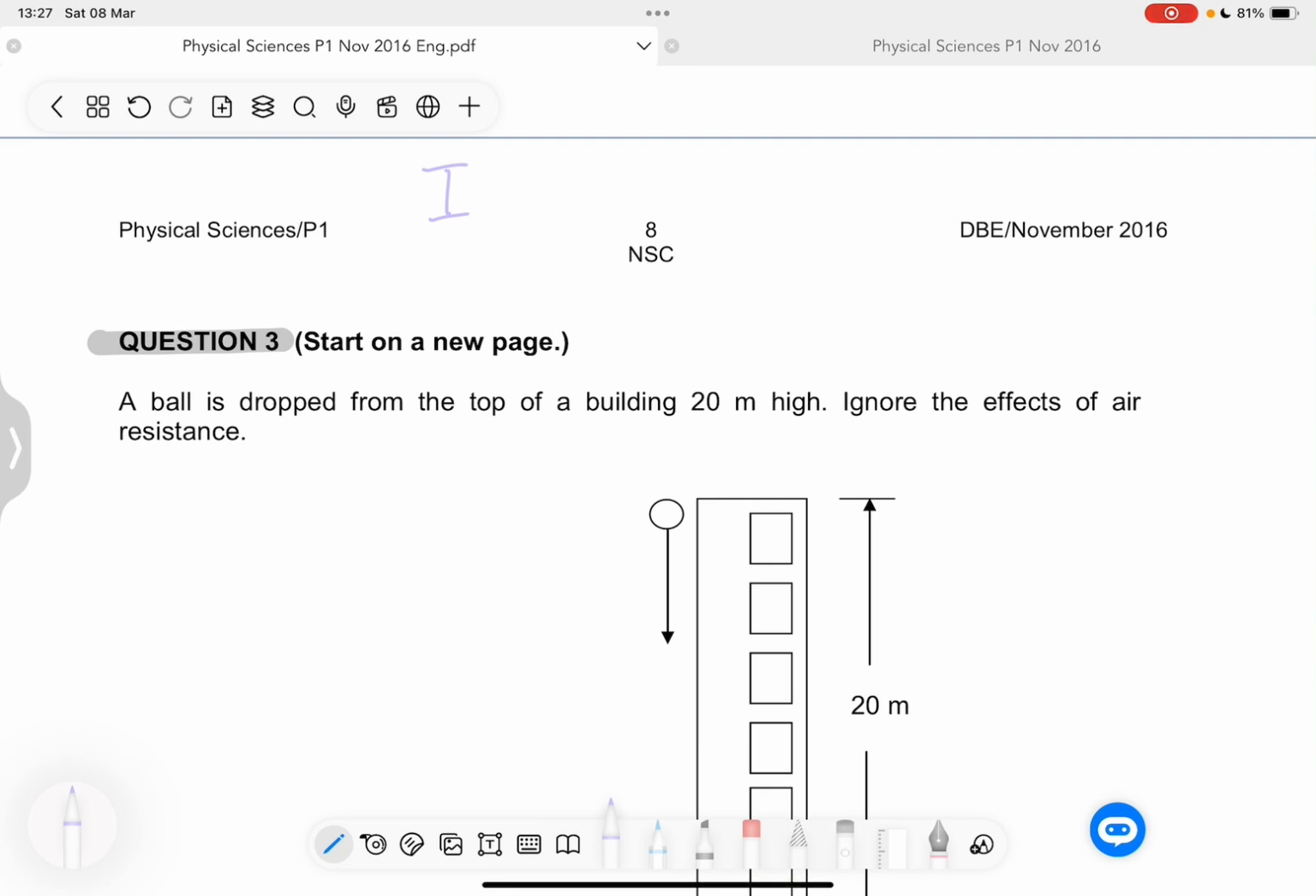Now, to do that, I'll read the problem, write down the given information, choose direction, and put stuff on the diagram that I have, the quantities and the vectors that I have there, so that the question makes sense. Remember, this is a physical problem. It's something that we can observe or at least imagine in our mind. The question reads as follows. It says that a ball is dropped from the top of a building 20 meters high. Ignore the effects of air resistance.